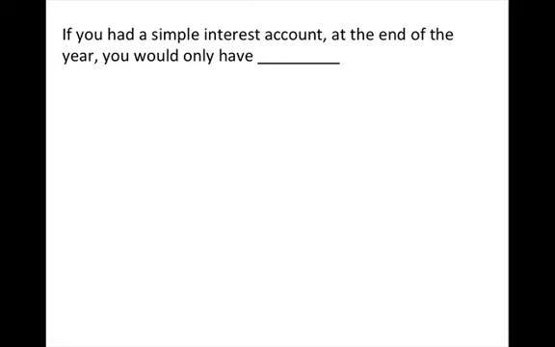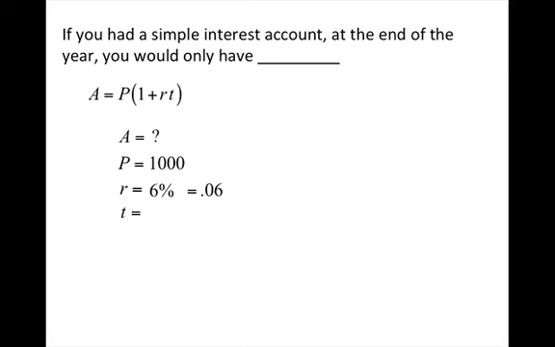If this was a simple interest account, at the end of 1 year, how much money would we have? Well, let's go back to the formula from the previous lesson. A equals P times 1 plus R times T. My A is the final amount, and that's what I'm asked for. My principal was the $1,000 I invested, so P is 1,000. My rate was the 6%. If I divide this by 100, that gave me the 0.06. And my time, the entire loan amount was for 1 year.